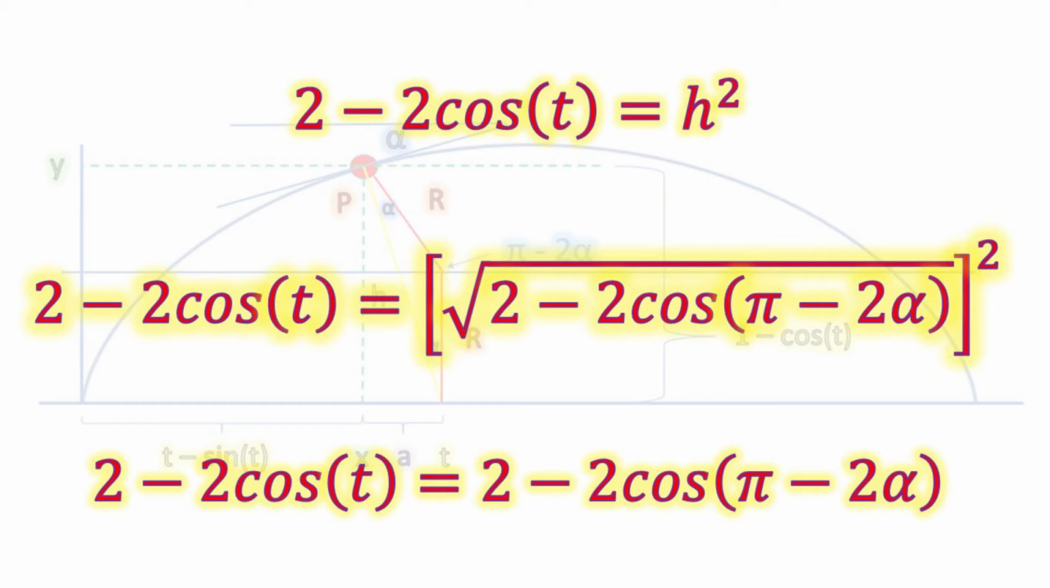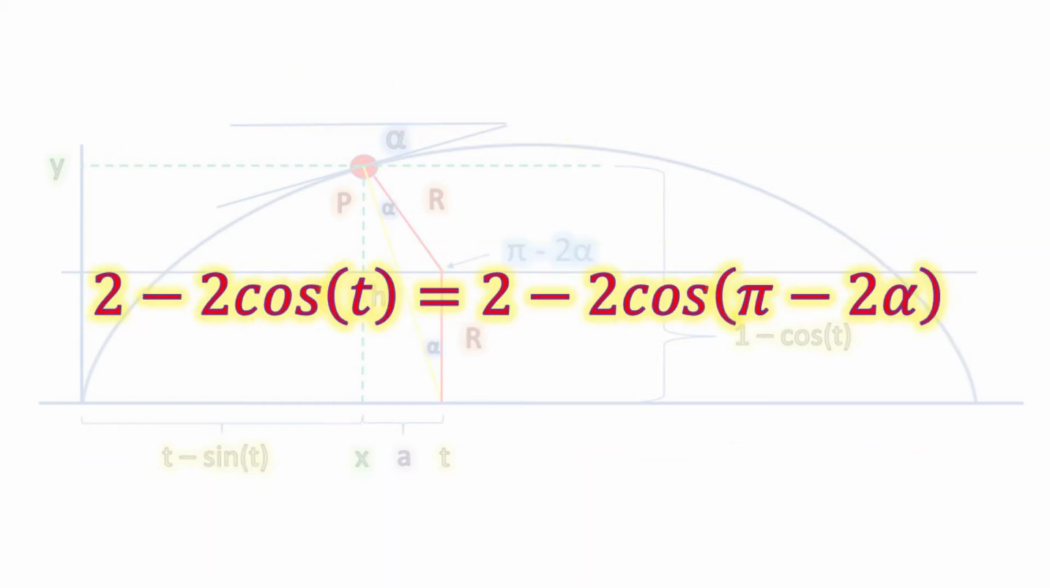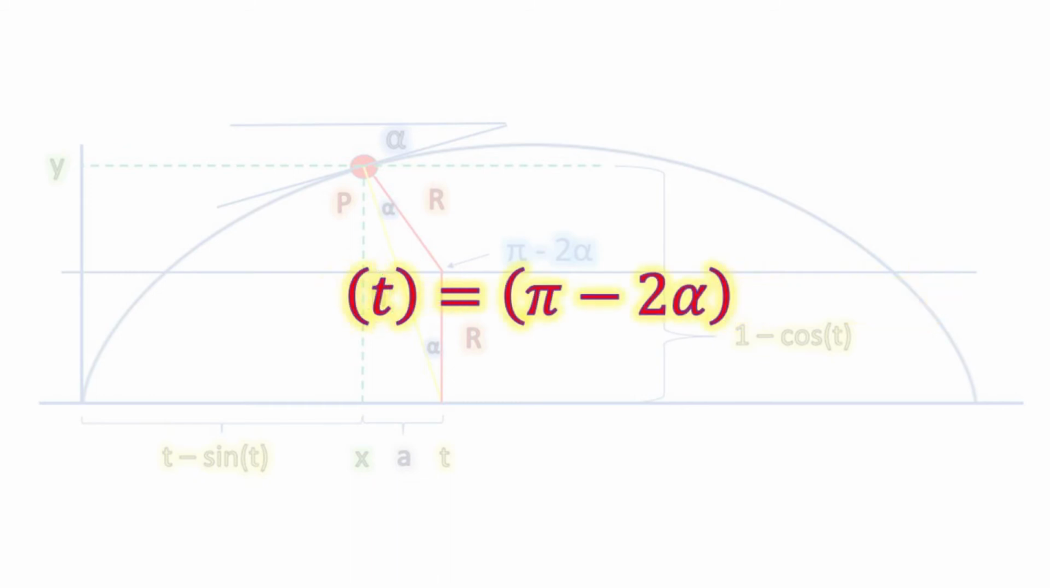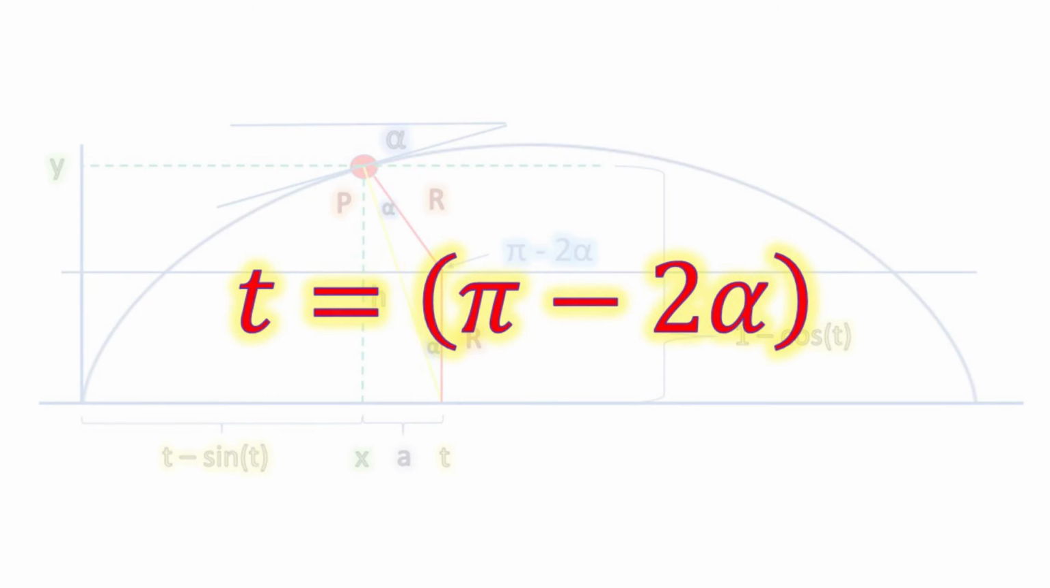Ooh, let's take a look at that for a minute. You'll notice something very interesting. I have 2 minus 2 cosine on both sides. That equals 1. So we can just go ahead and remove that. And we're left with t all by itself equaling pi minus 2 alpha. Look at that beautiful formula. It's gorgeous.